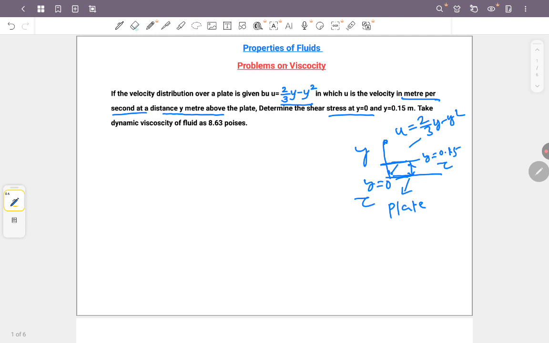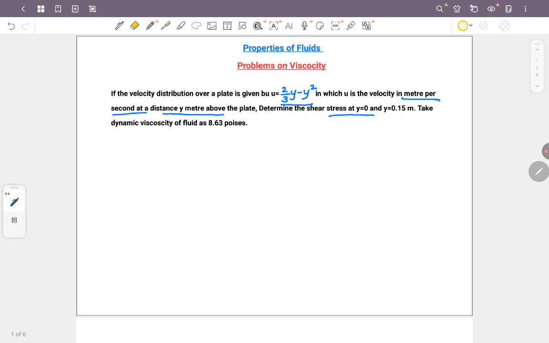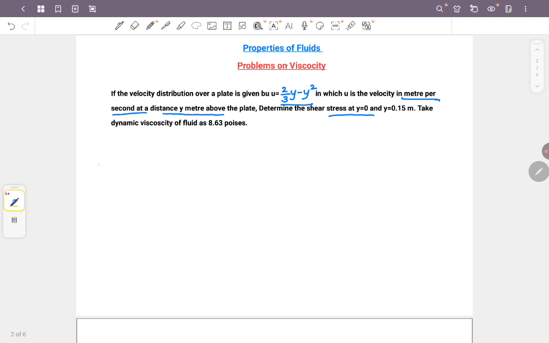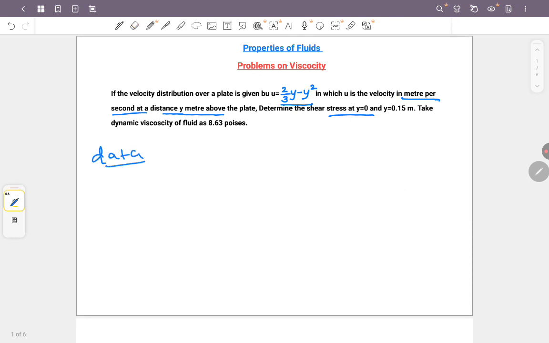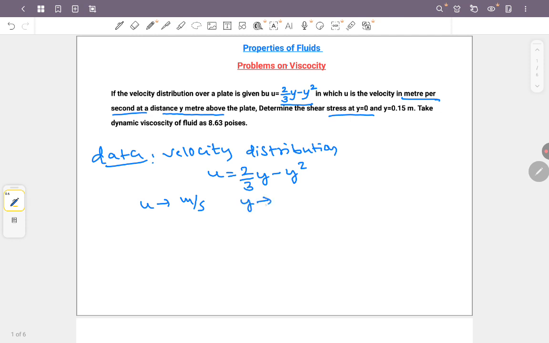First, we'll write the data one by one and then solve the problem. Data: what is given here? The velocity distribution is given, u equal to 2 by 3 y minus y square. u is the velocity in meters per second, and y is the distance in meters above the plate.